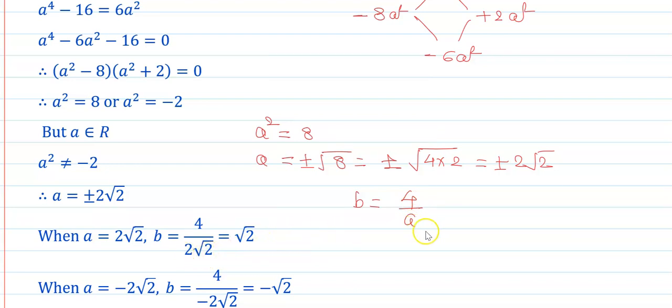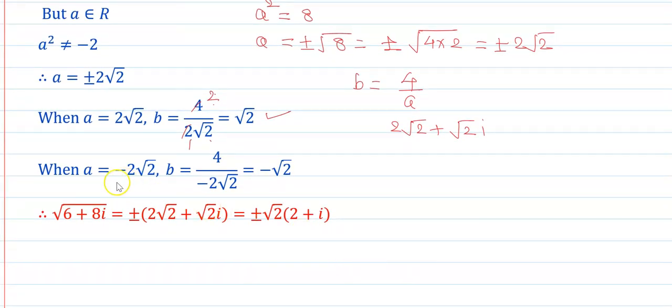Now again, how is the simplification? Here 2 ones are 2 and 2 twos are 4, that is 2 upon root 2. But what is 2? 2 means root 2 into root 2. One root 2 will cancel, so you will get only b is equal to root 2, and therefore what is the first root? The first root is 2 root 2 plus root 2 i.